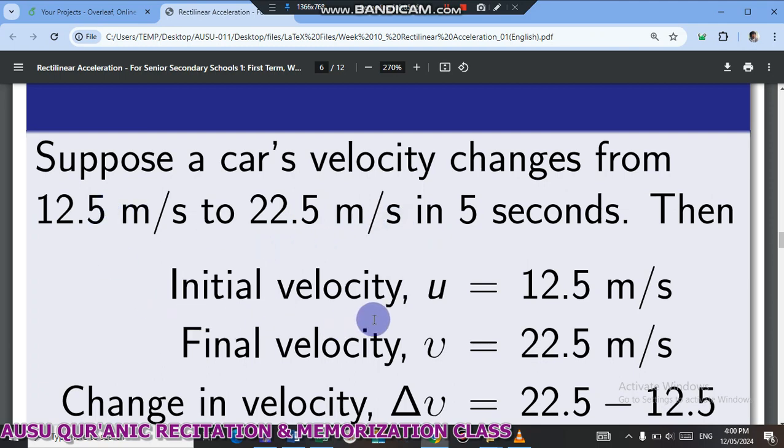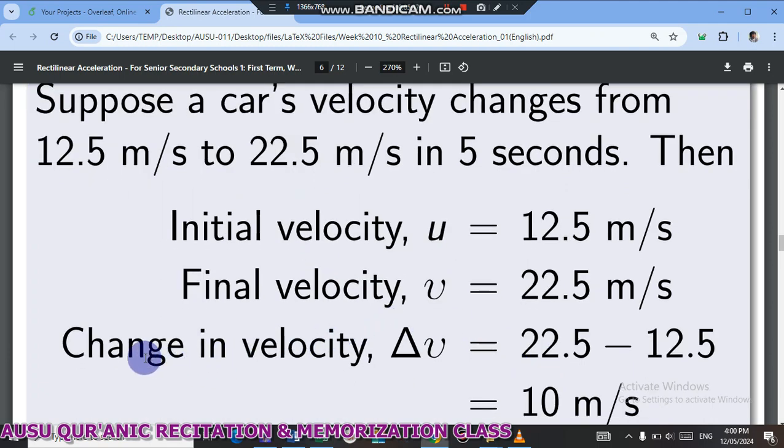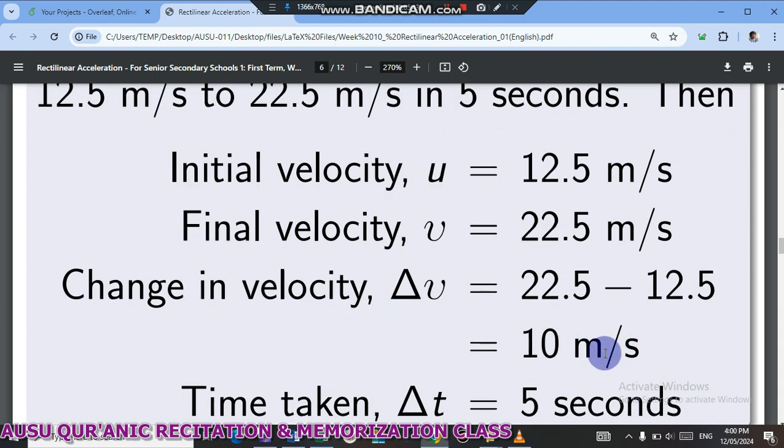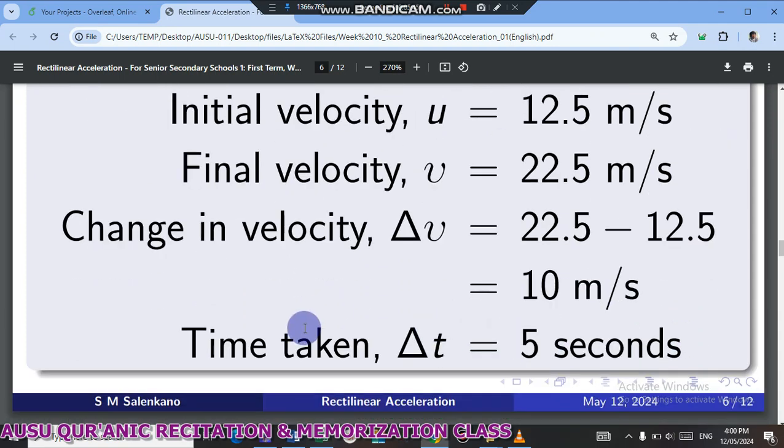So your initial velocity u is 12.5 meters per second, your final velocity v is this final value, 22.5 meters per second, and from there you can get the change in velocity, delta v, which is final minus initial, and this will give you 10 meters per second. And remember, the time taken, delta t, is 5 seconds.